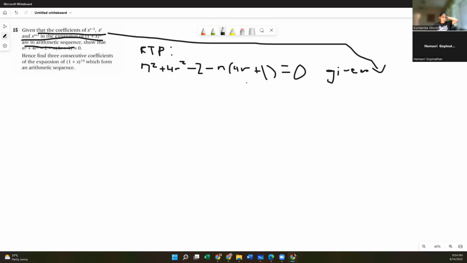Anyways, right. So if x to the r minus 1, x to the r, and x to the r plus 1 are in an arithmetic sequence, that means that the difference between x to the r and x to the r minus 1 is going to be equivalent to the difference between x to the r plus 1 and x to the r.